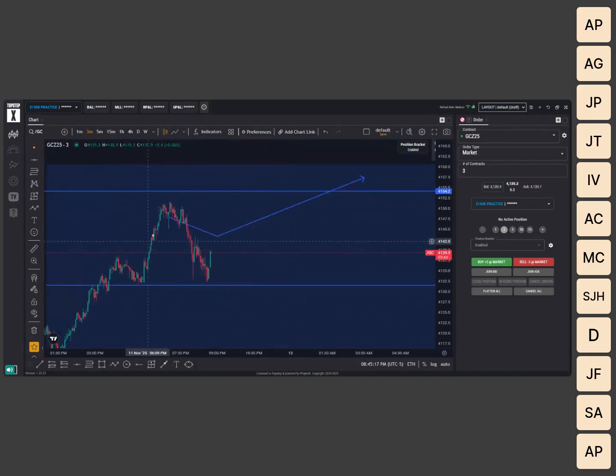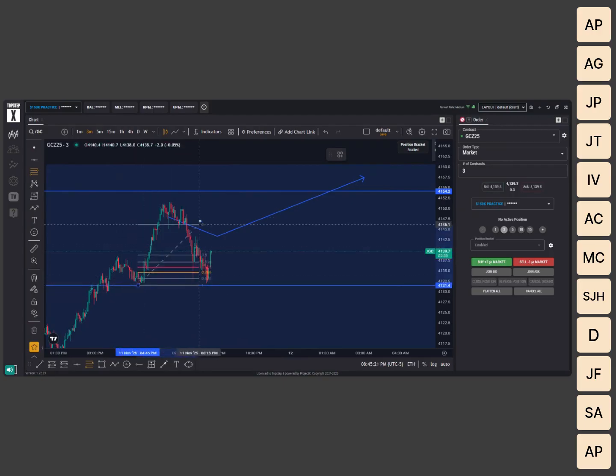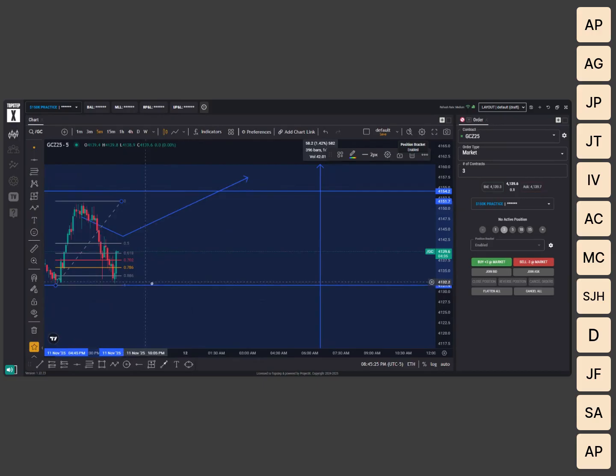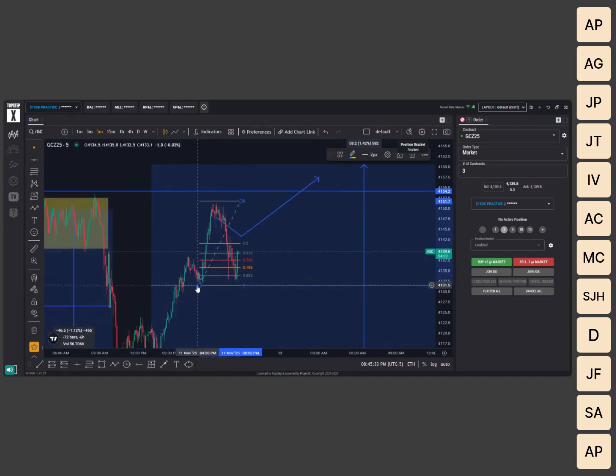So again, we love our liquidity sweeps. Came down, boom. We had order blocks in the zone. Where it was 6 p.m. Or was it this? No, I was looking at this, I think.